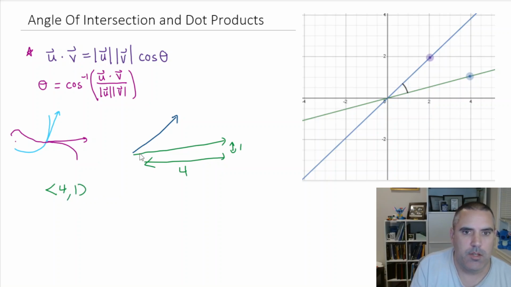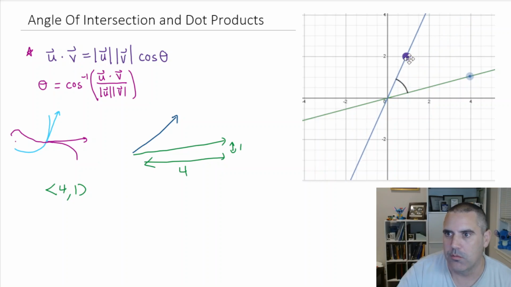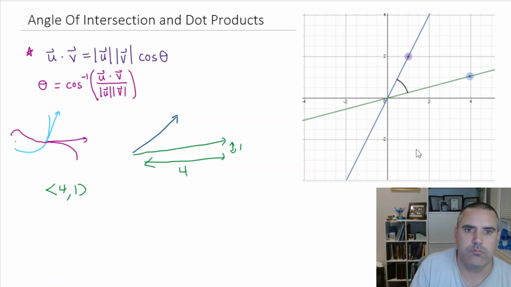This other one, I need a vector that has slope 2. So let's draw one that has slope 2 and actually do what I said. So when I go over 1, I go up 2. There's slope 2. So the hardest part is just getting used to thinking in terms of vectors. Once you have this, you're done.